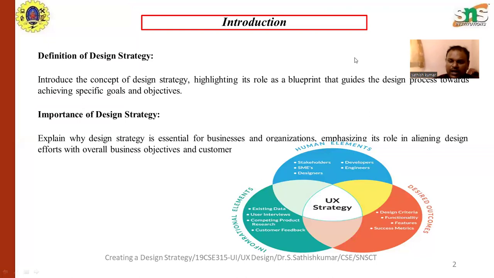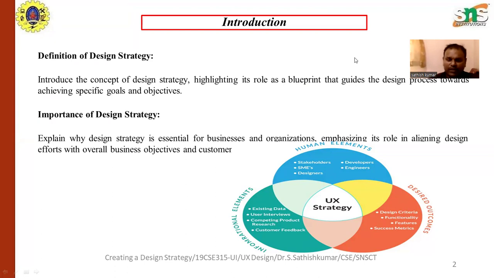So next one is desired outcome. Before the desired outcome, we need to concentrate on the informational elements. So what are the requirements needed for design thinking, collecting the design strategy? First one is existing data. We need to collect the existing data, that is existing problems. So what are the existing problems which we are collecting? That will be taken to the client and we are going to focus on it.